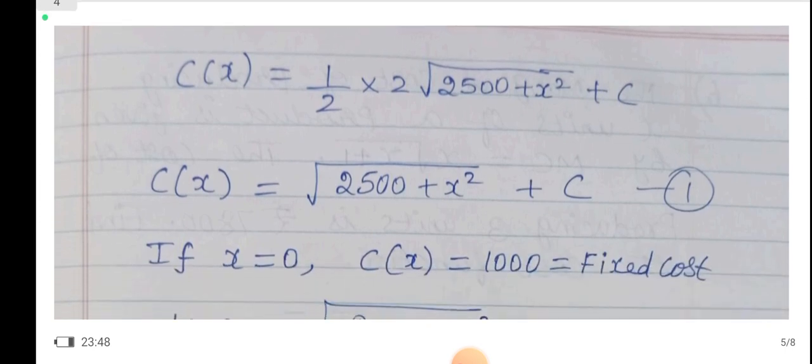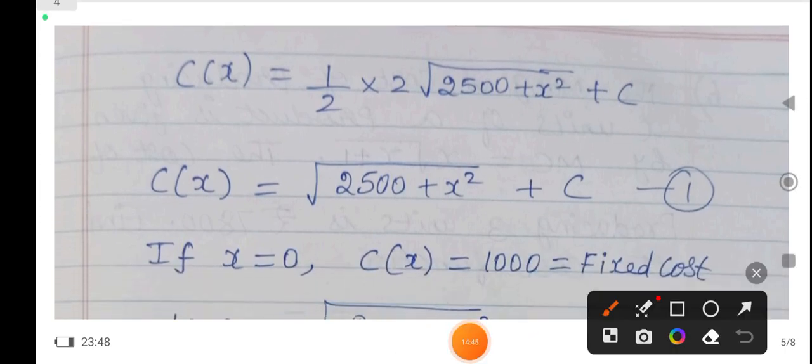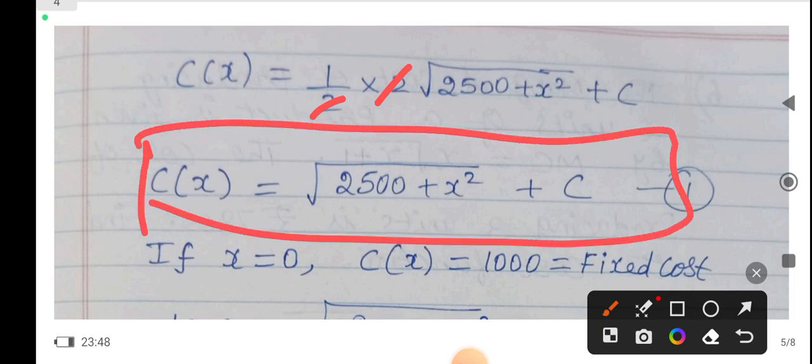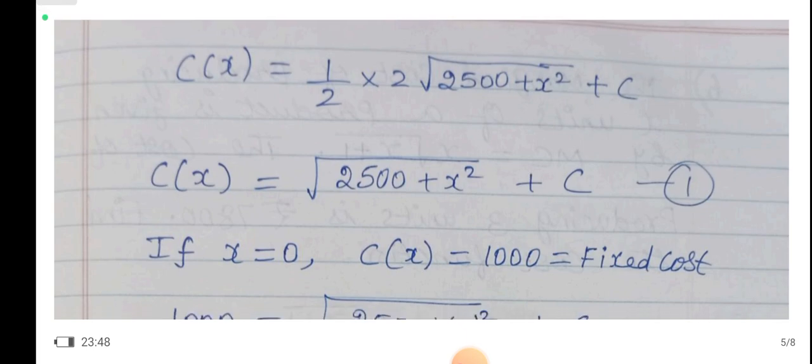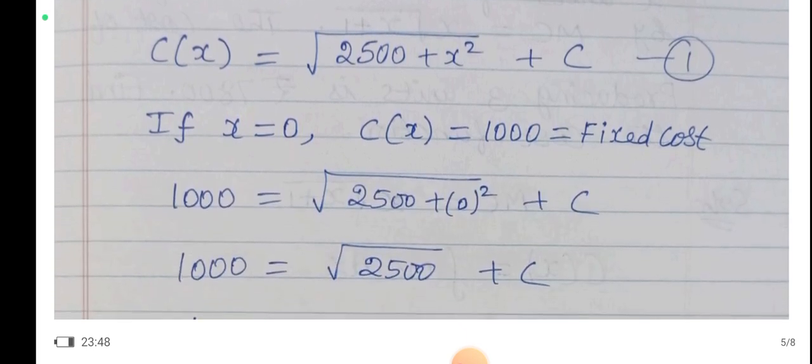You can do even the substitution method and you can get the same answer: 1 by 2 into 2 root over 2500 plus x square. The 2 cancels. So C of x is root over 2500 plus x square plus c. Sum over, sir, definitely no.